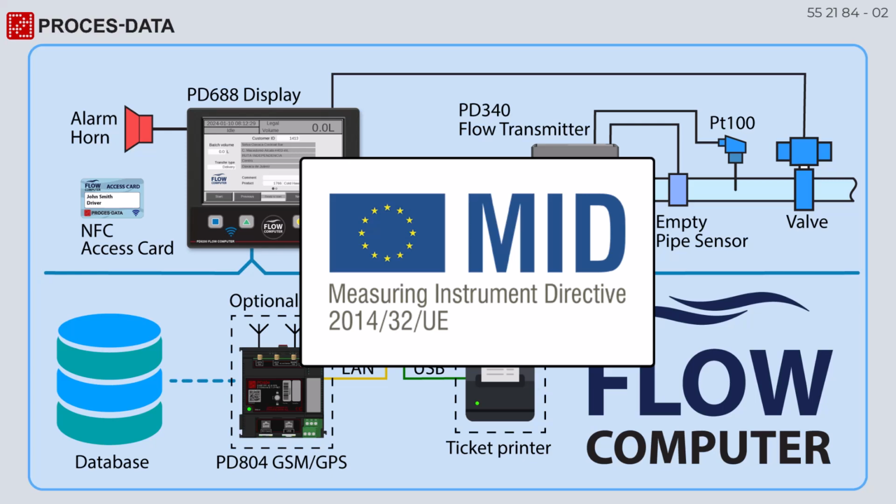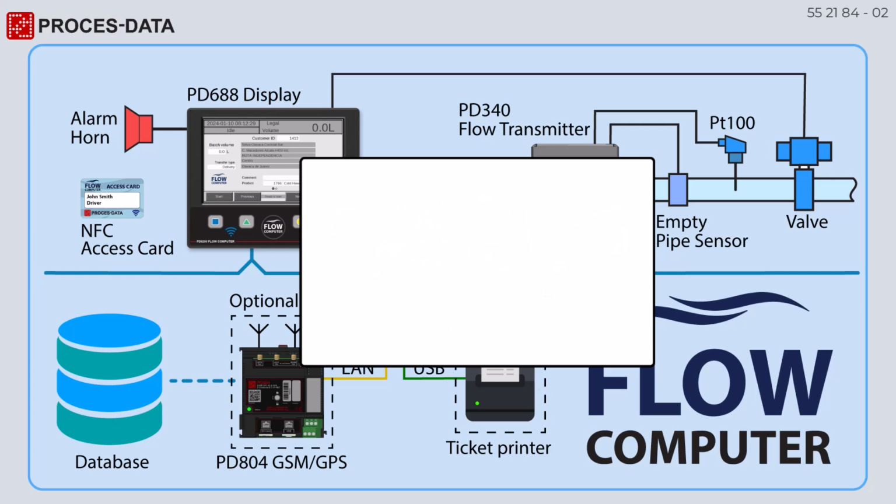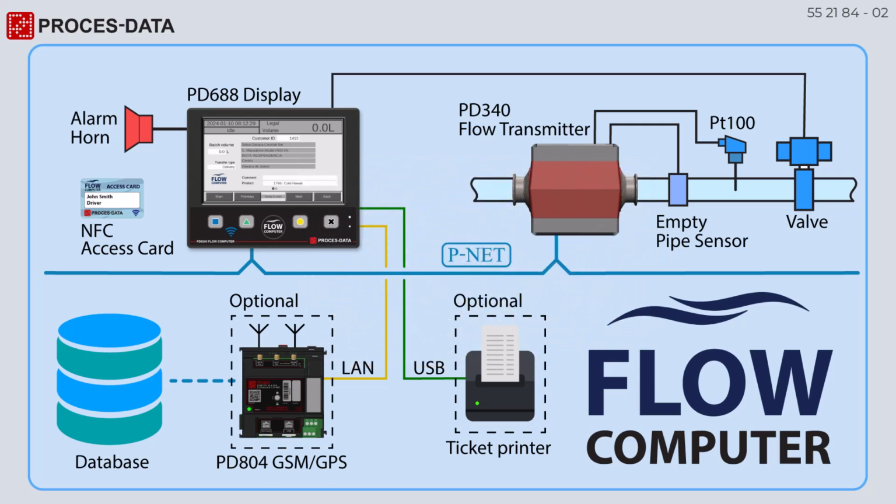The application area is measuring systems for liquids other than water. Within the European Union, all custody transfers, on which a settlement is based, actually require that the measuring system have a MID approval according to the EU MID directive. With our flow computer, you will take a quantum leap into obtaining a MID approval for your system. The flow computer has implemented the Type 1 variant, a system with a PD688 display and a PD340 flow transmitter.